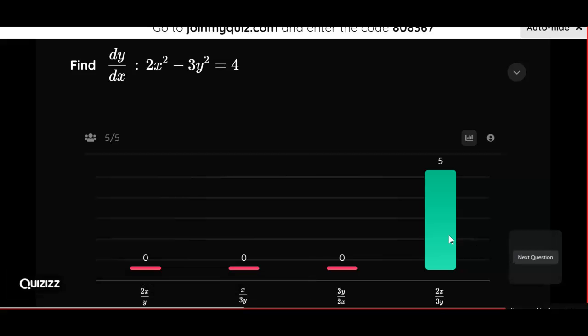Good job, guys. All right, so again, we are finding these implicit derivatives and then rearranging the terms to solve for dy/dx.